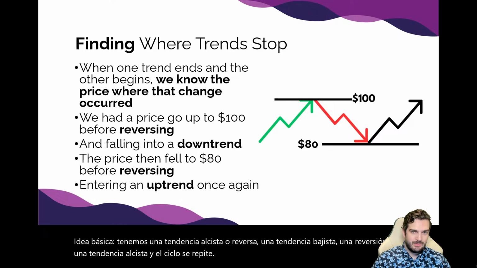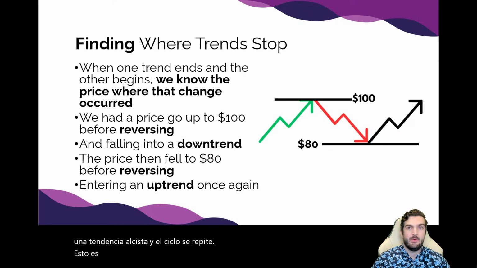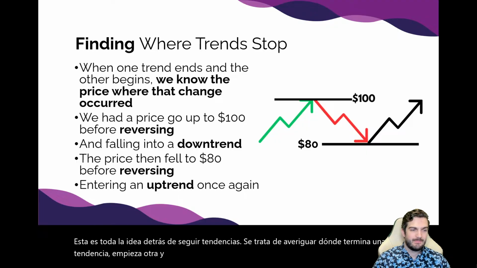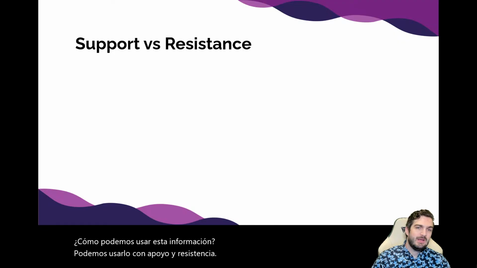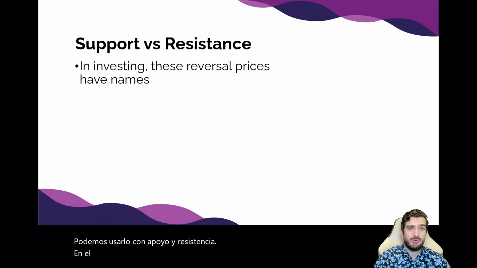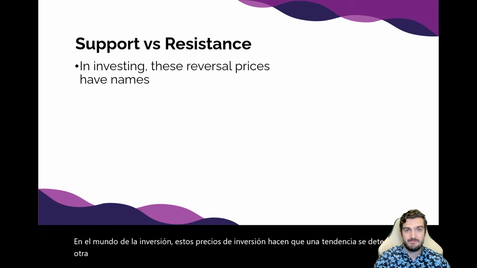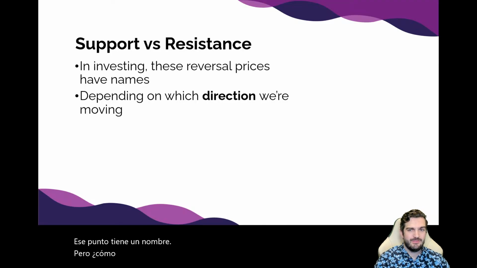This is the whole idea behind following trends. It's figuring out where does one trend stop, another one begin, and at what price. So, how can we use this information? Well, we can use it with support and resistance. In the world of investing, these reversal prices, where one trend stopped and another one, the opposite trend, began, that point has a name. But what its name is depends on what direction we're moving.